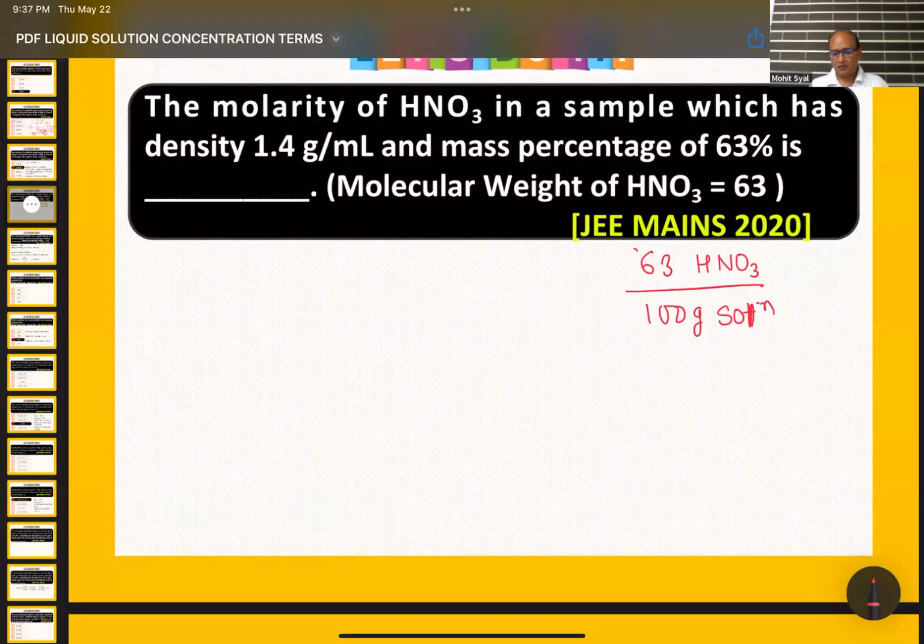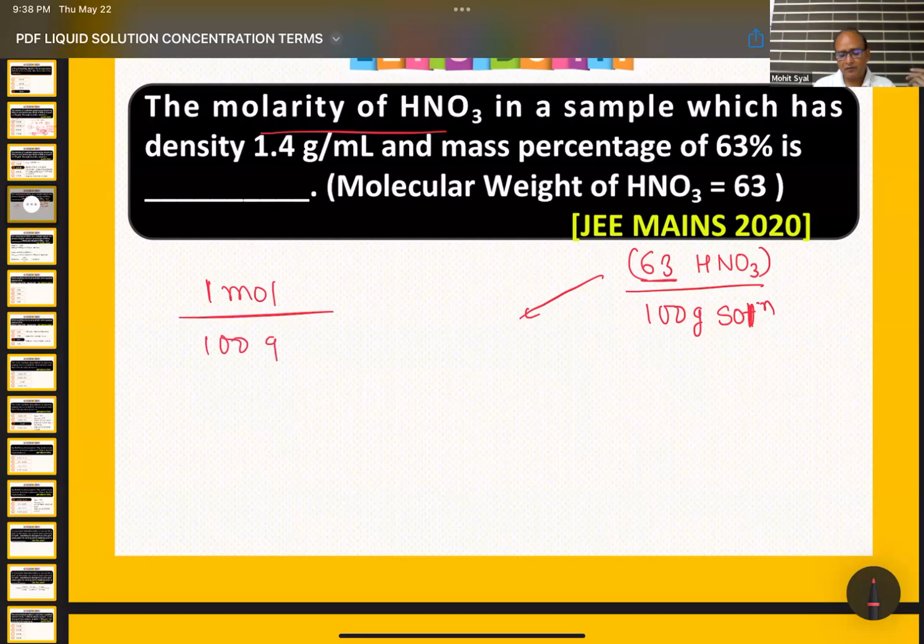And this is how many moles? We will get one. Always keep in mind what we need to get, where we want to go. We want to go up to molarity. So in molarity, in the numerator, we need the moles of HNO3. Correct. So 1 mole, as 63 is the molar mass. So 1 mole in 100 gram of solution.